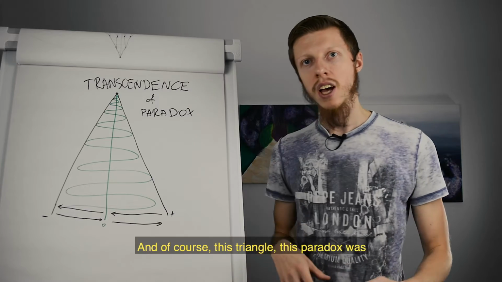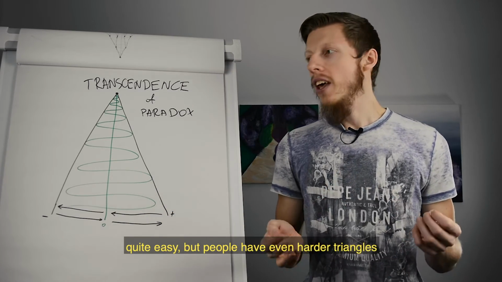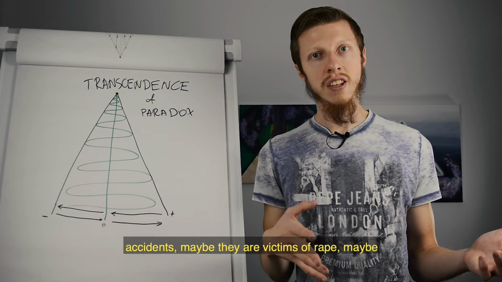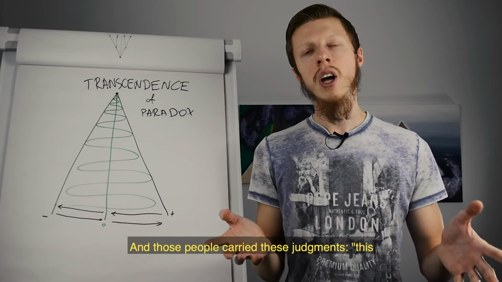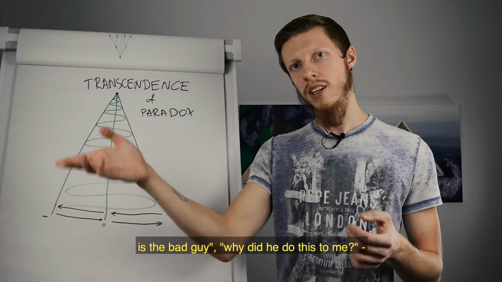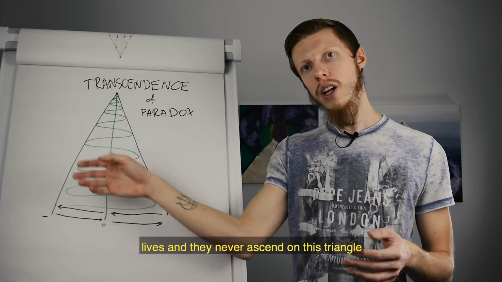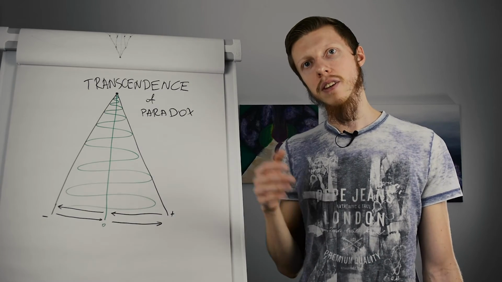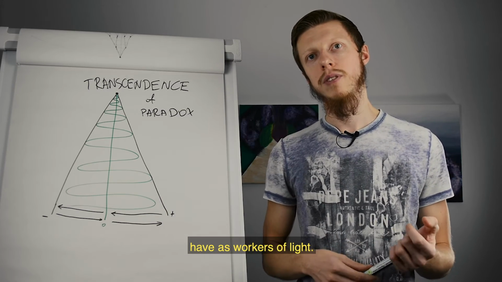to being in balance. And of course, this triangle, this paradox was quite easy, but people have even harder triangles to overcome, like perhaps they are victims of car accidents, maybe they are victims of rape, maybe their relatives were killed, and people carry these judgments: this is the bad guy, why did he do this to me? People carry those judgments throughout their lives, and they never ascend on this triangle of transcendence. I think that's the most important mission that we have as workers of light.